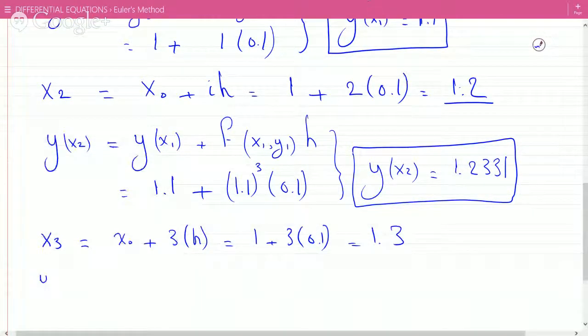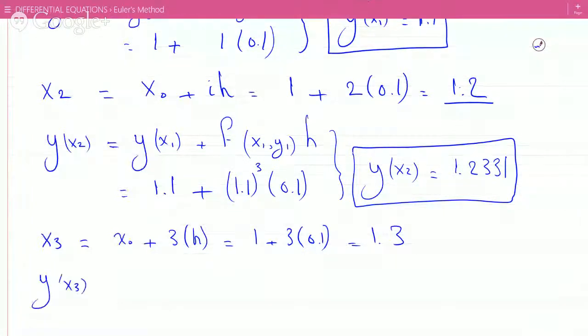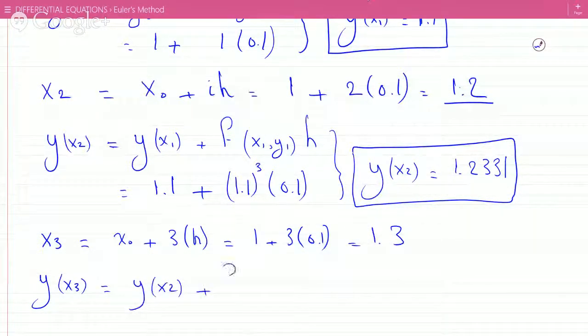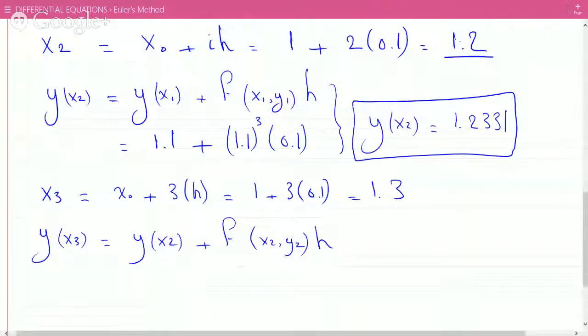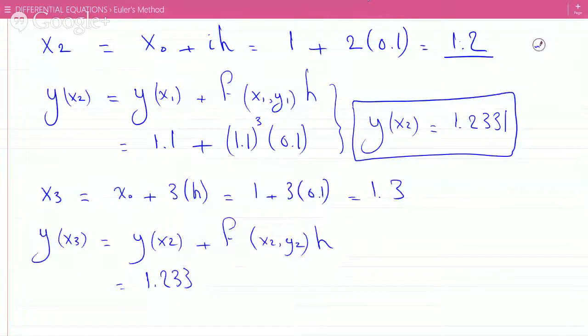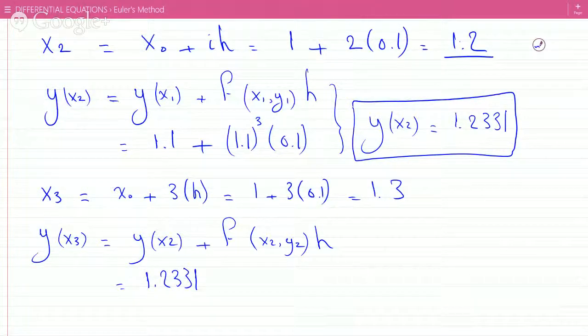And y of x3 will equal y of x2 plus f evaluated at x2 and y2 times h. This is just what we got, the previous answer. So every previous answer plays into the next answer. So if you make one mistake, everything down will be wrong.